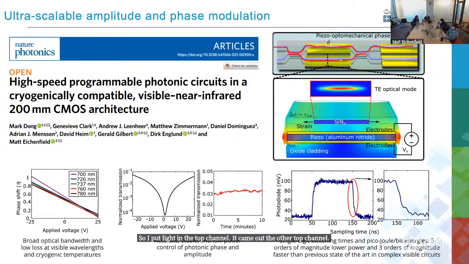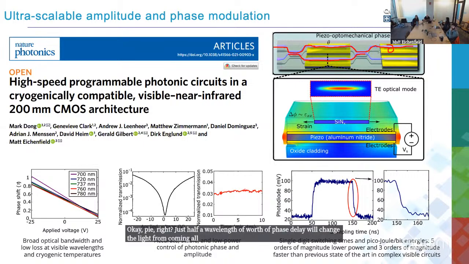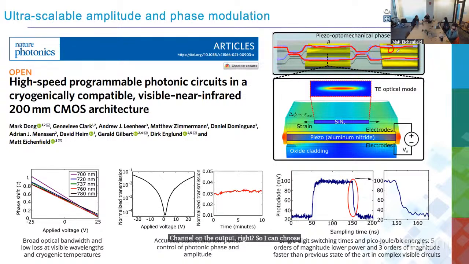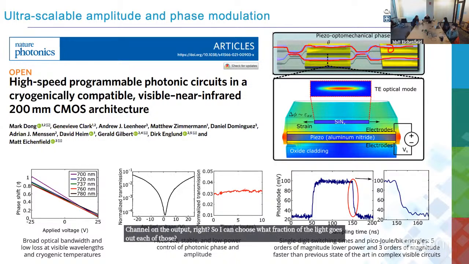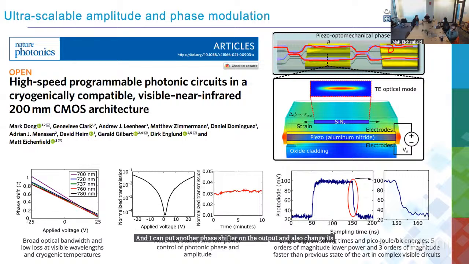If I can change the phase of light by half a wavelength, pi, right? Just half a wavelength worth of phase delay will change the light from coming all out of this channel to all out of the bottom channel. Or I can create any arbitrary combination of top plus bottom channel on the output. So I can choose what fraction of the light goes out each of those. And I can put another phase shifter on the output and also change its phase. So this is a device that allows me, with two voltages controlling the strain of this waveguide and this waveguide, to create arbitrary amplitude and phase on the output.